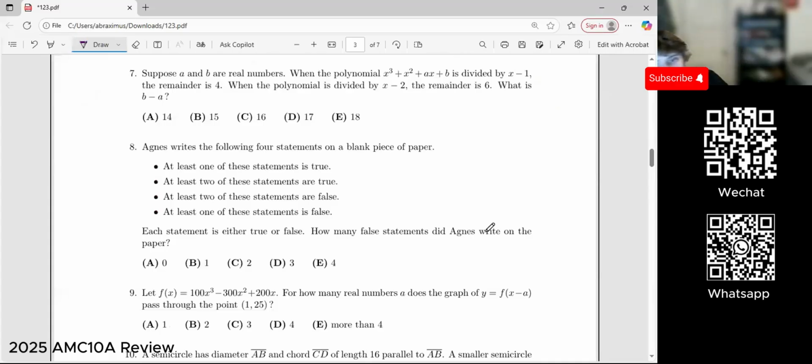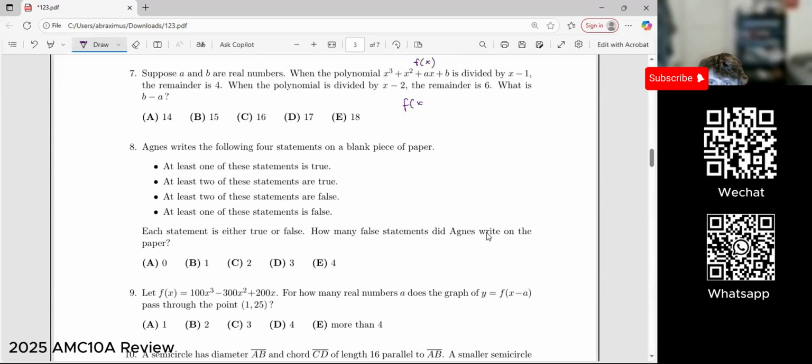All right, so suppose that a and b are real numbers. When the polynomial x cubed plus x squared plus ax plus b is divided by x minus 1, the remainder is 4. When the polynomial is divided by x minus 2, the remainder is 6. What is b minus a? So let's call this polynomial f of x.